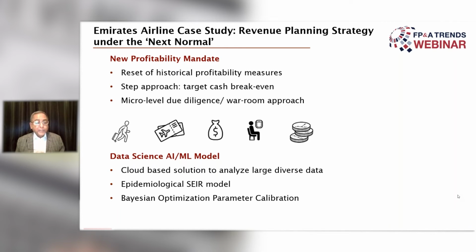It was very important to have a micro level due diligence. It was almost like a war room approach. So every day we would sit in the morning to try and understand what happened the previous day, what was the forecast, and what was the delta between the actual and the forecast, and what constituted the change, and therefore factor that in for the immediate days and for the following week. So that's a war room approach, and we had to have this agile team.